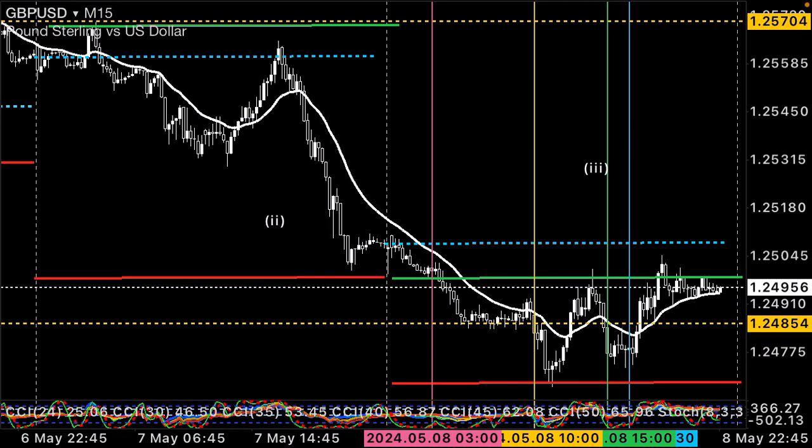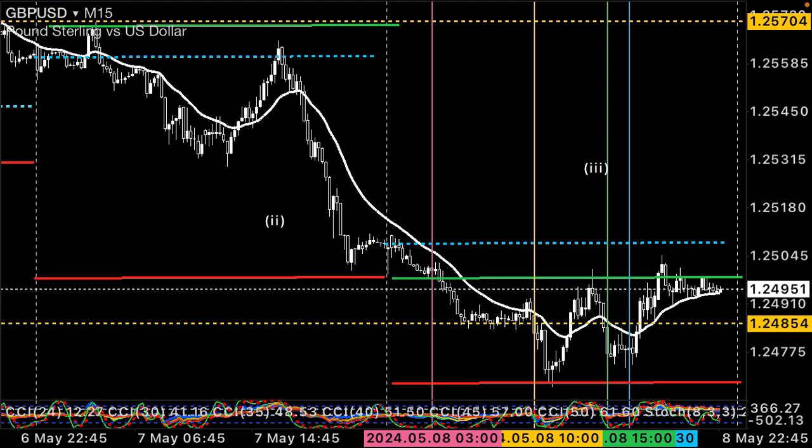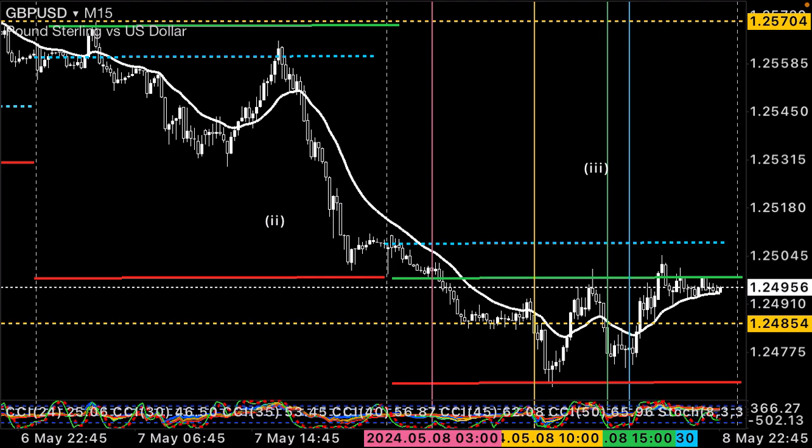The vertical pink line is the Asian session open. The yellow-pink line is the London session open. The green vertical line is the New York session open, and the light blue vertical line is the stock market open.